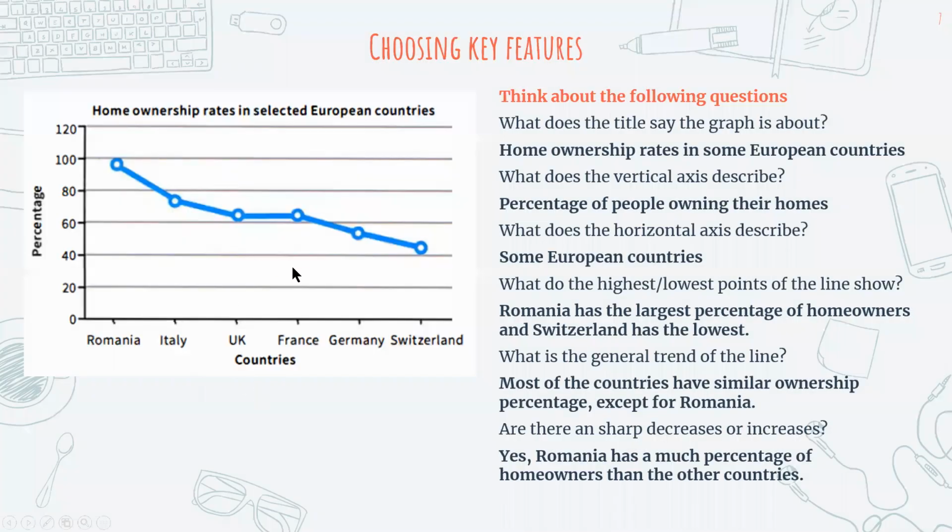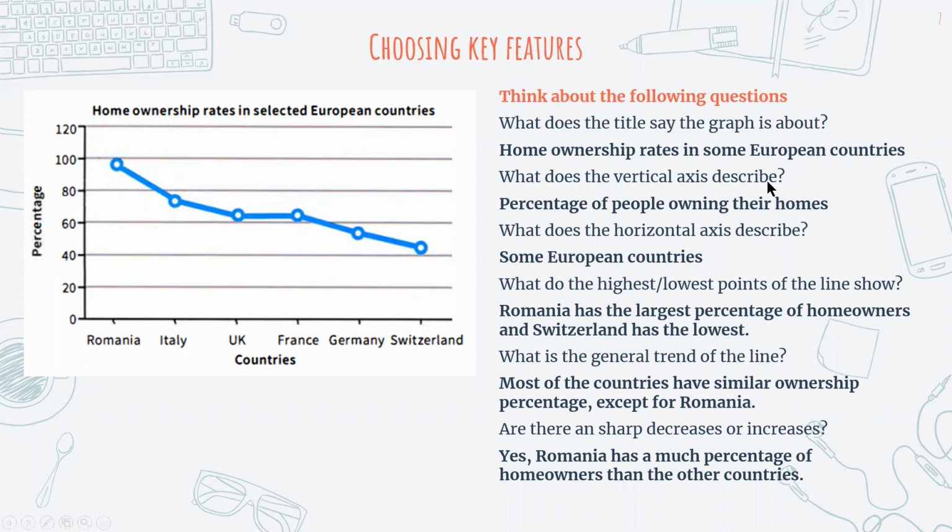Let's look at a line graph. We are not done yet. We have to understand that reporting key features is the reason behind writing a report in the first place. What does the title say the graph is about? Home ownership rates in selected European countries. Okay, so it's about home ownership rates.